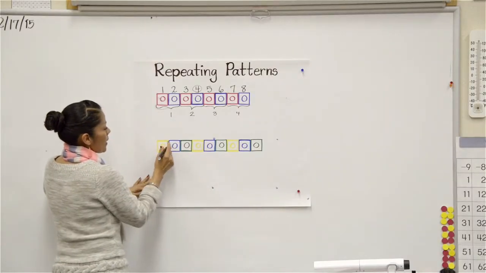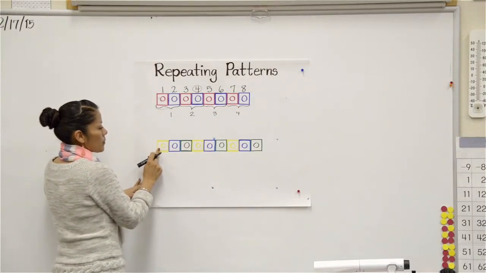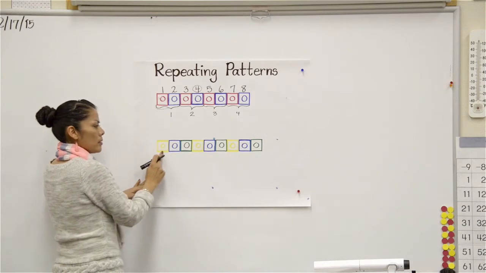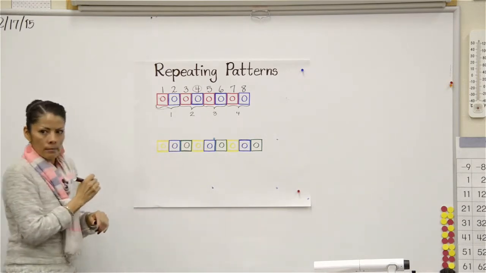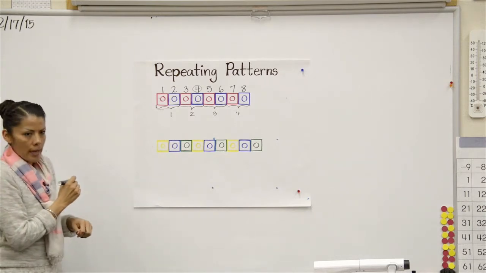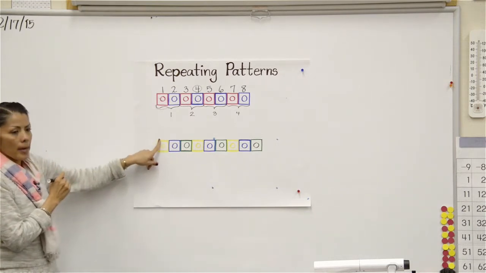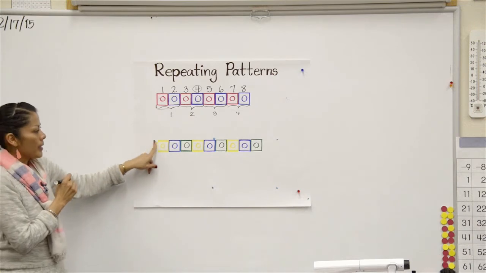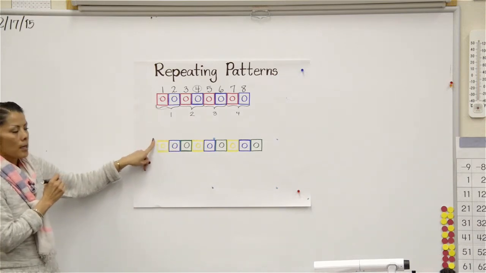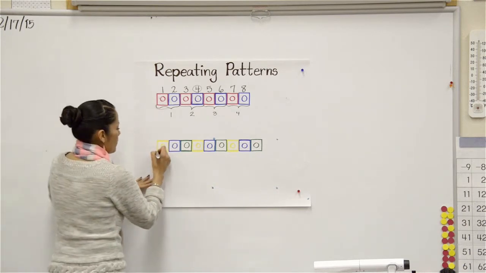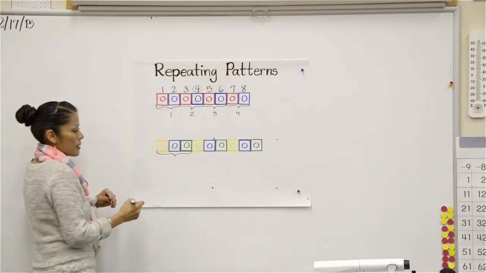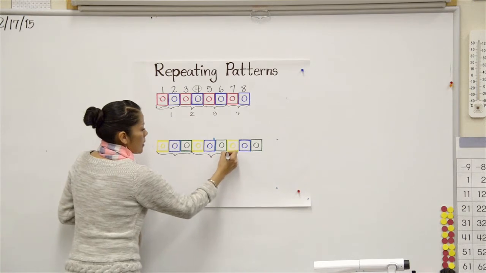Is this my unit right here, just this yellow? No. Oh, the yellow and the blue? No. The yellow and the blue and the green? Yes. Let me do that again. Is my yellow my unit? No. Is my yellow and blue my unit? No. Are my yellow, blue, and green my unit? Yes.